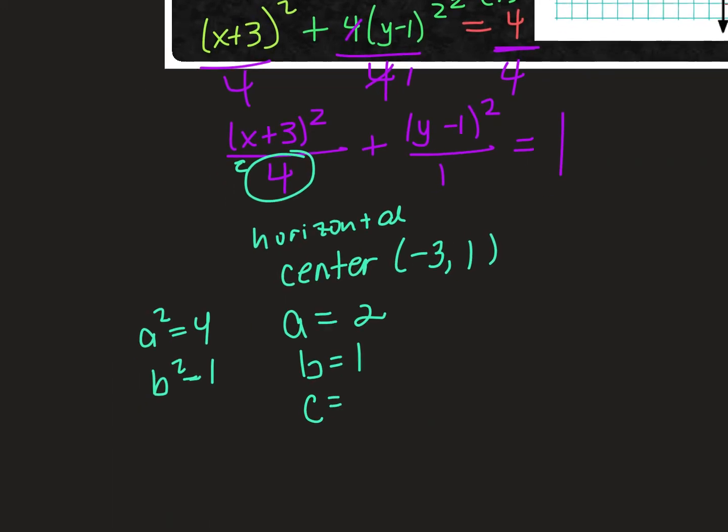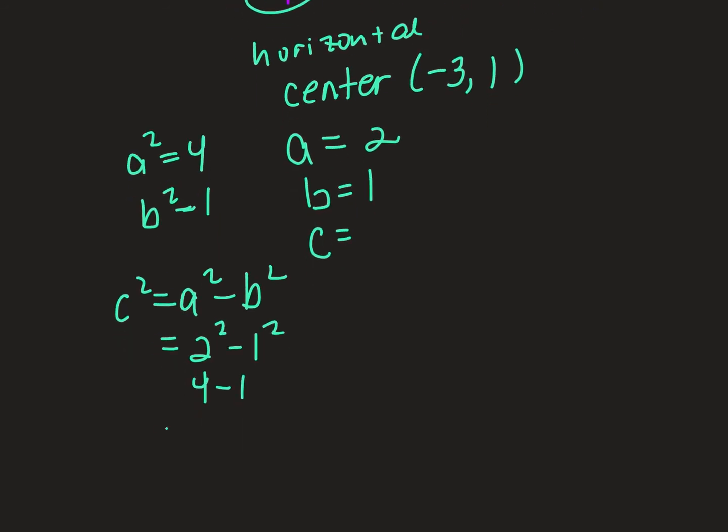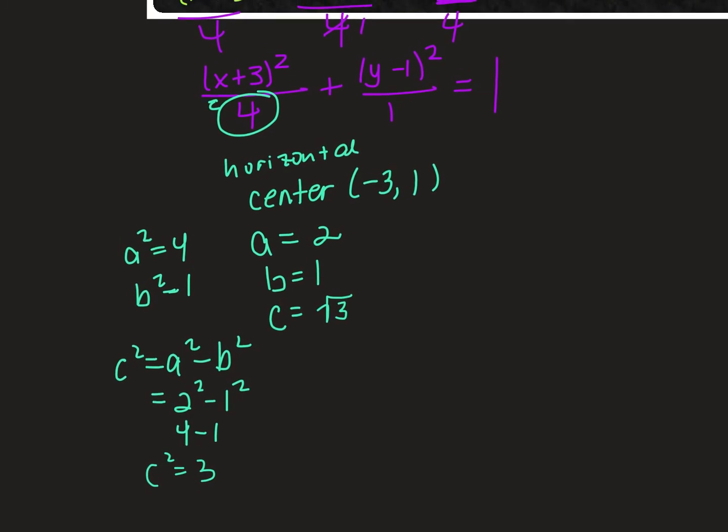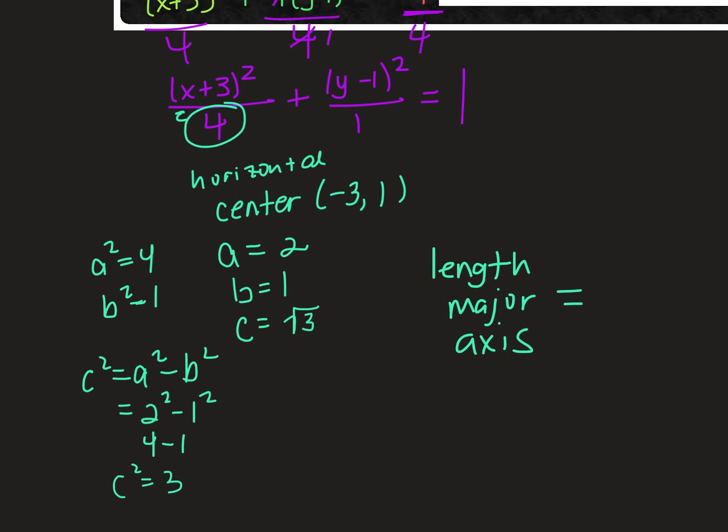How do I figure out what c is? Subtract. c squared equals a squared minus b squared, right? So a squared, I have 2 squared minus 1 squared. 4 minus 1 is 3. So c squared is 3, so c equals the square root of 3. Now, I'm going to ask you 2 questions. What is the length of the major axis? 4. It is 4. How'd you get that, Bella? 2 times a.